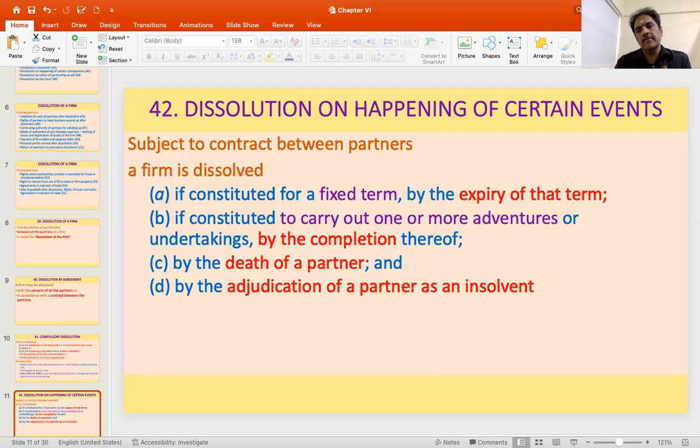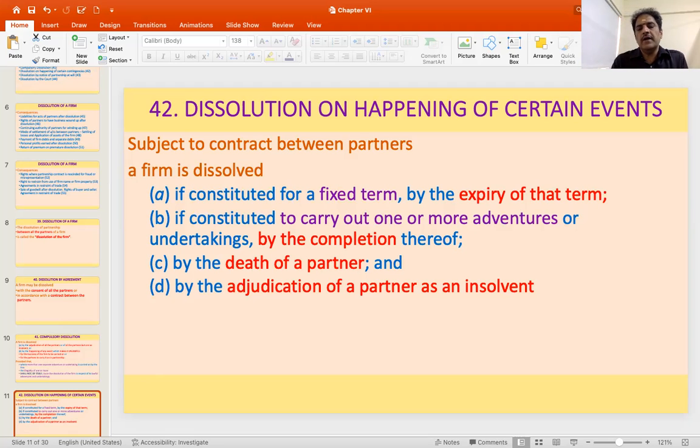Then second thing, if it is constituted to carry out one or more adventures or undertaking, by the completion thereof. So suppose there is a firm which is set up for selling refreshments during IPL, and once the IPL is over, automatically the firm can also be dissolved, because the event, or the adventure, for which they started that partnership firm is now over. So after which the partnership can also be dissolved.